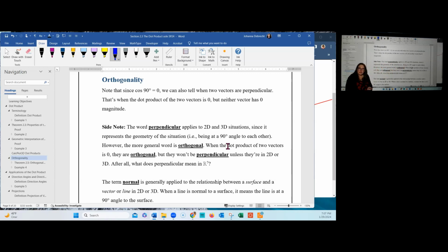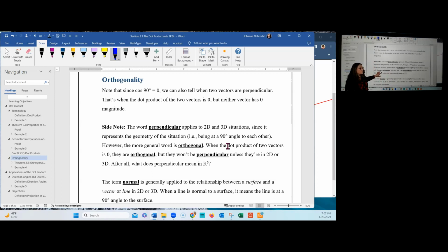Orthogonal is a more general word. If you're perpendicular, you are orthogonal. But you can be orthogonal and not be perpendicular. How does that work? Well, what if you're in R7? So your vectors are 7 components long. Perpendicular doesn't have any meaning in a 7-dimensional space, but orthogonal still does.